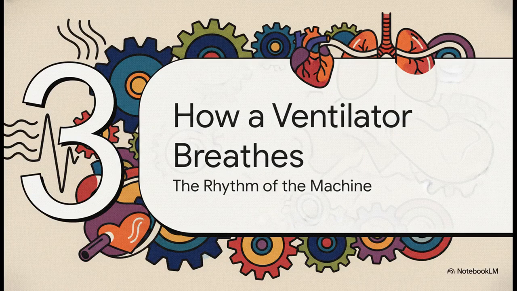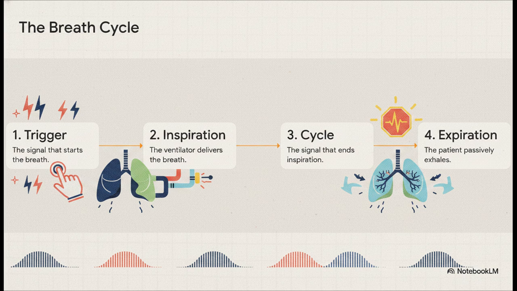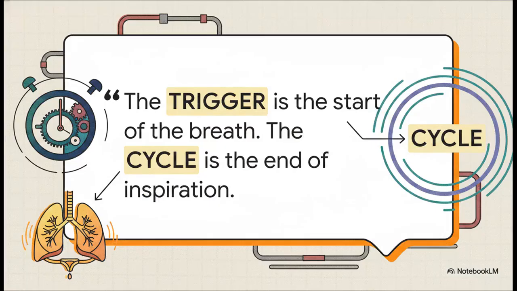Okay, so we've got our settings dialed in. Now let's look at how all of this comes together to create the actual rhythm of the machine, the breath cycle itself. Every single breath the ventilator delivers follows these 4 distinct phases. It starts with a trigger. That's the signal to start. Then comes inspiration, when the breath is delivered. A cycle signal then ends that inspiration. And finally, expiration, where the patient just passively exhales. So it's like this little 4-step dance for every single breath. Trigger, push, stop, release.